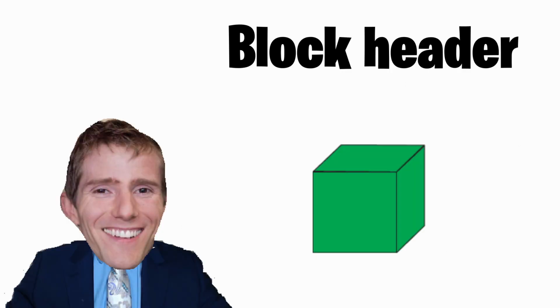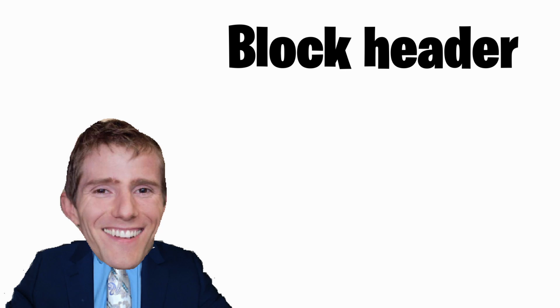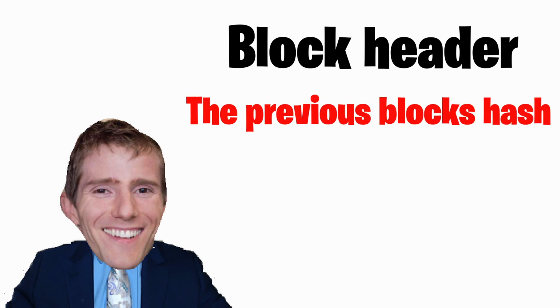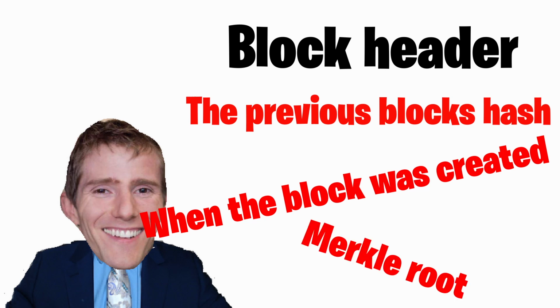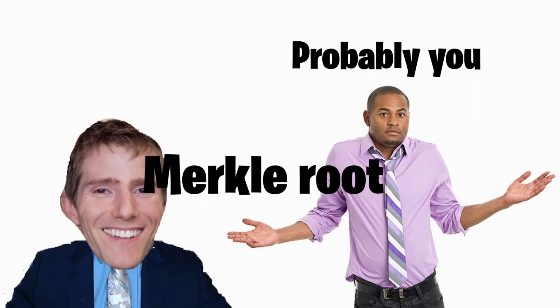The block header has the information about the block. Some things are the previous block's hash, which we will get into later, a timestamp for when the block was created, a Merkle root, which is the hash of all the transactions stored in the block. Okay, that's a bit confusing. Let's go through what the Merkle root is.